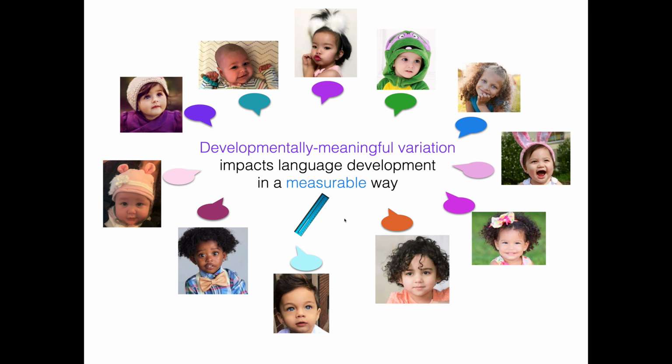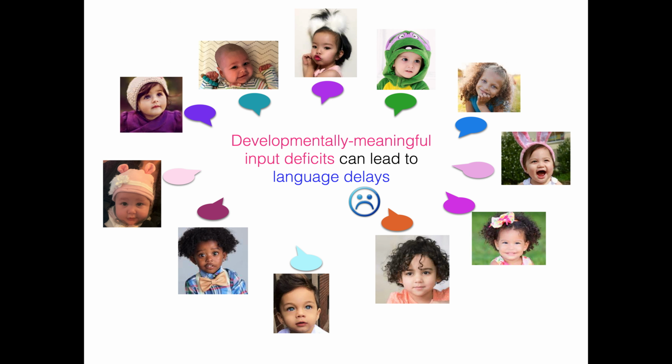What I'm interested in identifying is when that variation is developmentally meaningful, in particular the variation that impacts language development in some measurable way, and therefore is developmentally meaningful. Developmentally meaningful input deficits can then lead to language delays, right? If the input is deficient in some way that impacts development, then language might be delayed, or at least different in terms of the outcome that we see.